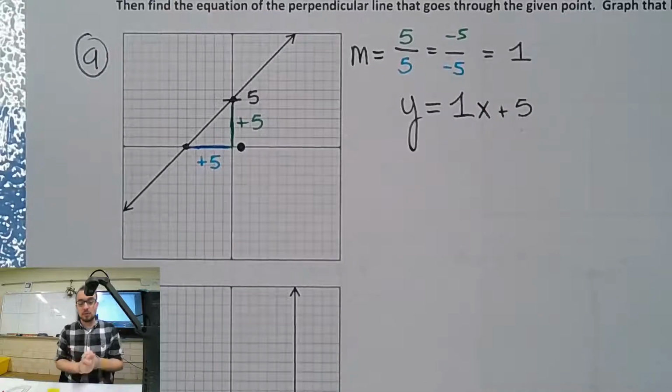That's what it means. So now what we want to do is find a line that is perpendicular to that and goes through this point.